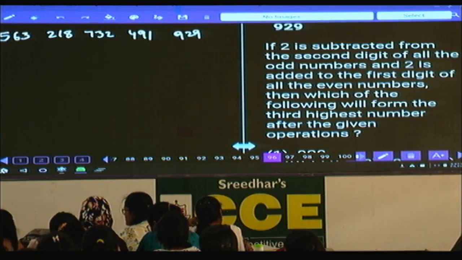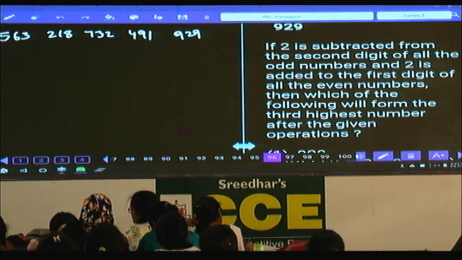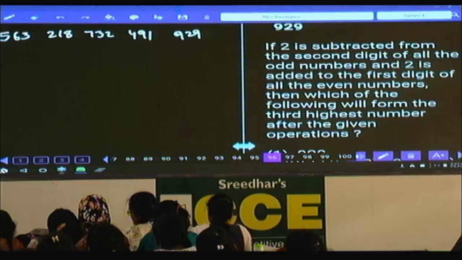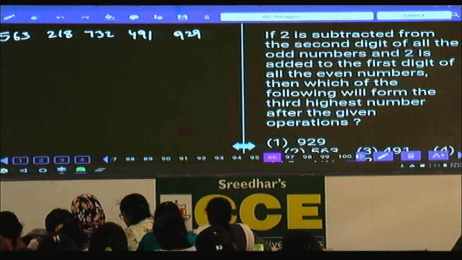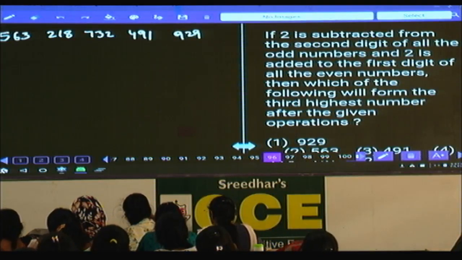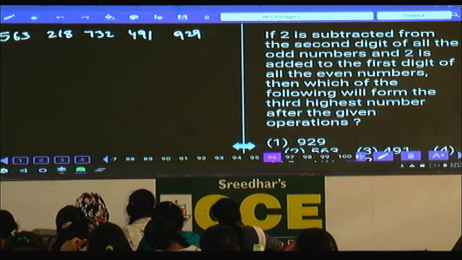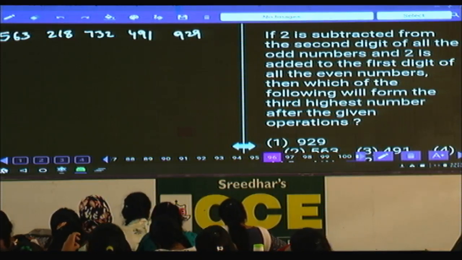Now the difference occurs only in the case of an even number. Done? Then in the case of even numbers, 2 is added to the first digit of all the even numbers. How many even numbers do we have? There are only 2.